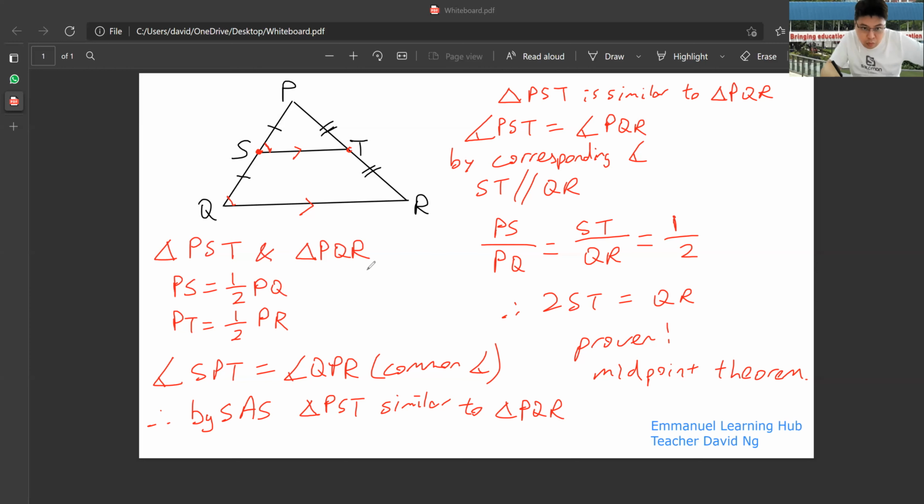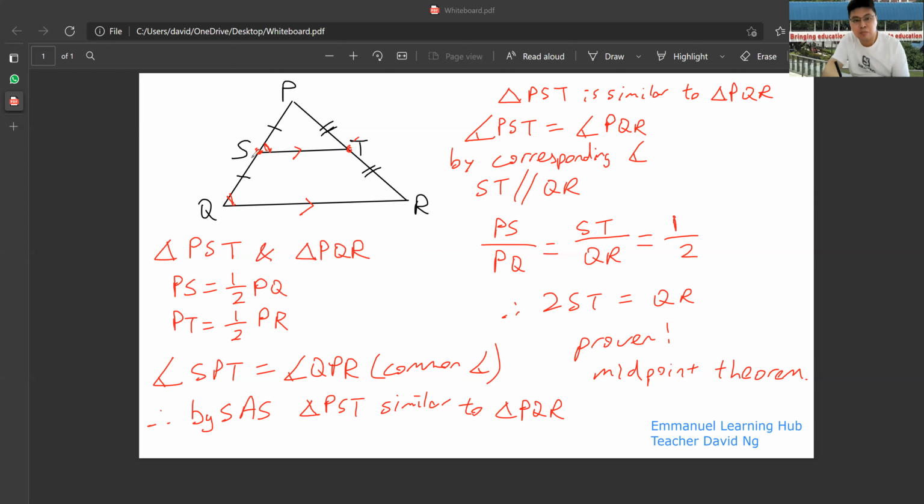In two similar triangles, if I have two midpoints, then the line between the two midpoints will have the midpoint theorem, if arranged in this structure. This length here is twice of this, if this point is the midpoint of PQ and this point is the midpoint of PR. That's what I'm trying to prove to you. And these two angles are the same because they are parallel. Because I draw a line from midpoint to midpoint, these two lines are parallel.